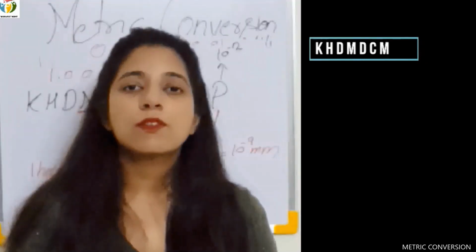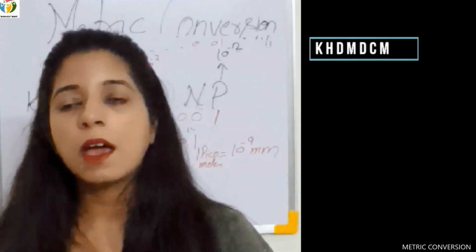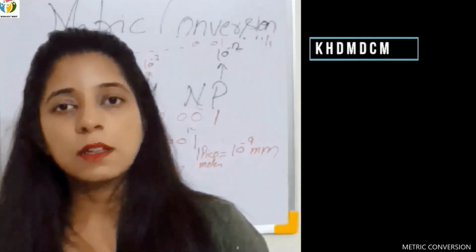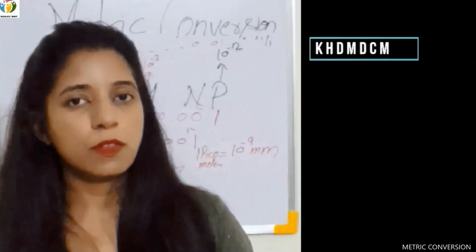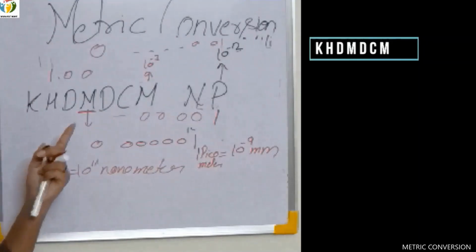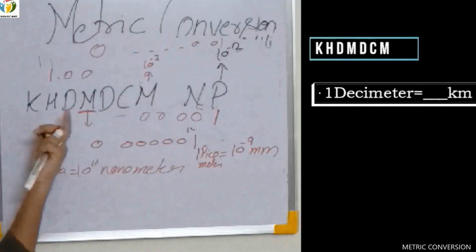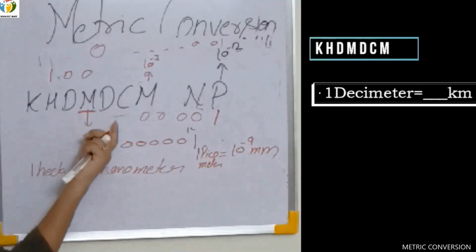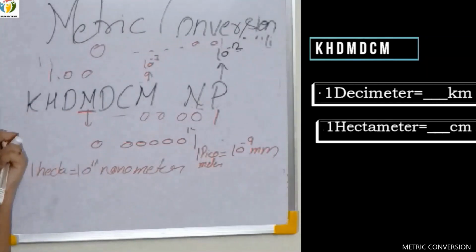I hope this video has cleared out your doubts for the conversions, and I'm going to give you a task. You can perform it on your own and you can cross check in the description of this video. Okay, so I may say that please convert the decimeter into kilometer. The first conversion you need to do is decimeter into kilometer, and the second conversion is please convert hectometer into centimeter.